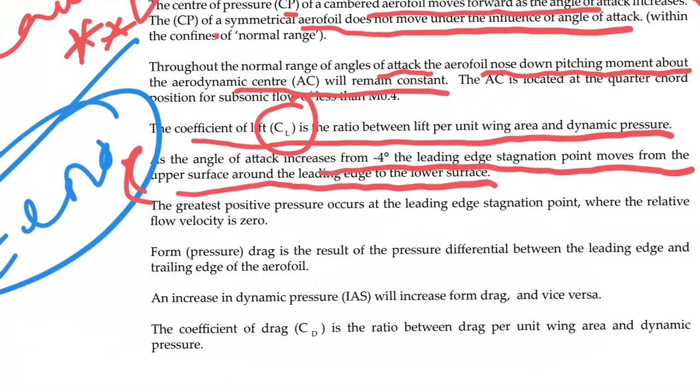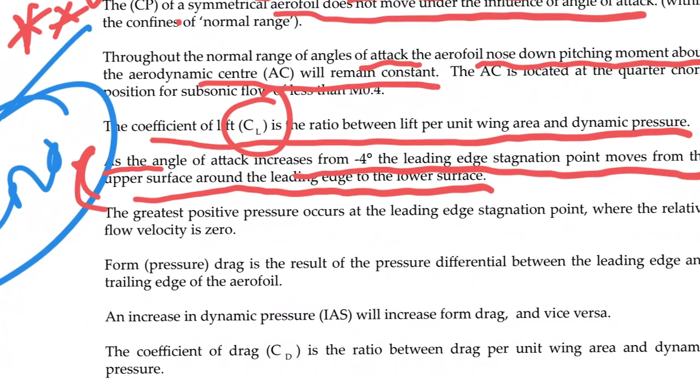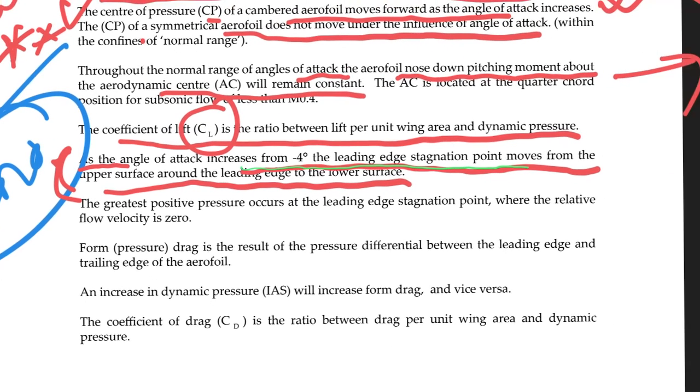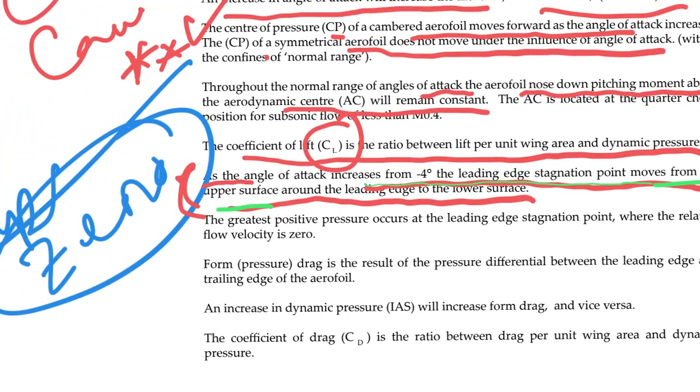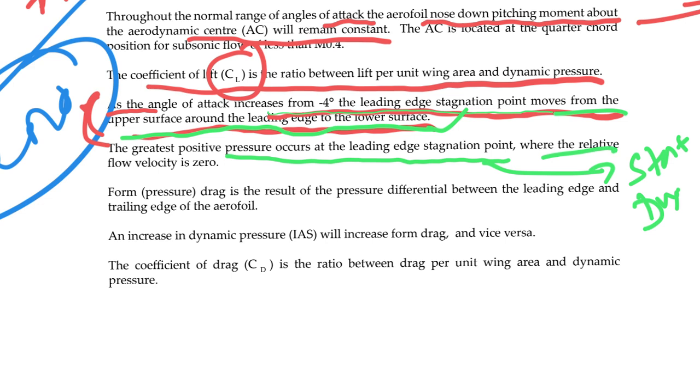Okay, what is it saying? As the angle of attack increases from -4 degrees, the leading edge stagnation point moves from the upper surface around the leading edge towards the lower surface. The greatest positive pressure occurs at the leading edge stagnation point. I told you, the leading edge stagnation point is static plus dynamic both, where the relative flow velocity is 0.